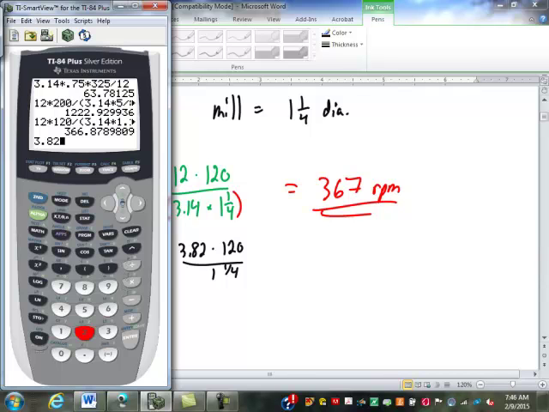Okay. If you did the 3.82, you don't have to worry about parentheses, and you get the same thing, 367. Round up. Just slightly different. This was 366.87. This is 366.72. And when you're dealing with RPM, that's not a concern. Chances are you're going to round that up to 370 or down to 360, 365 anyway.